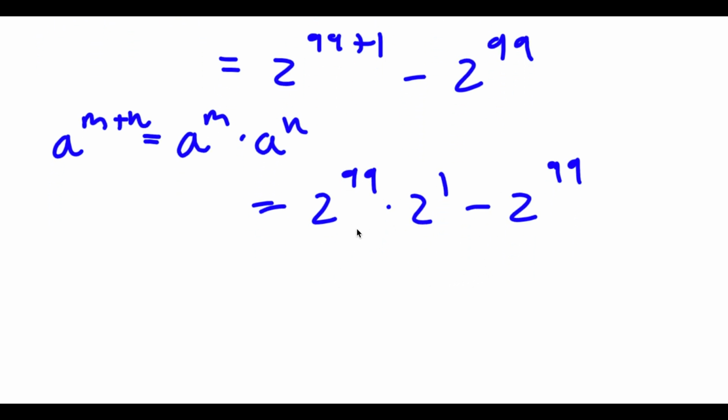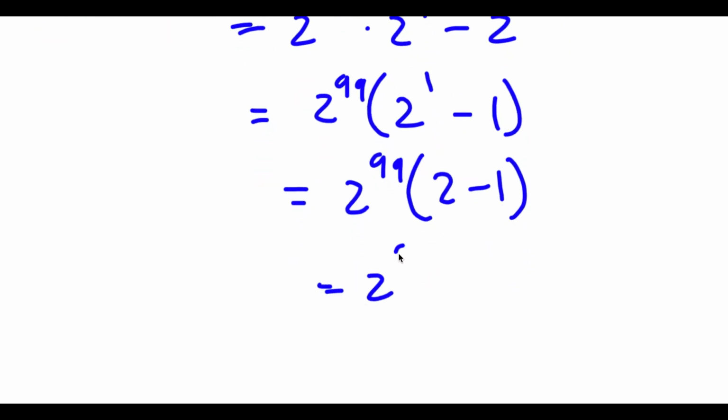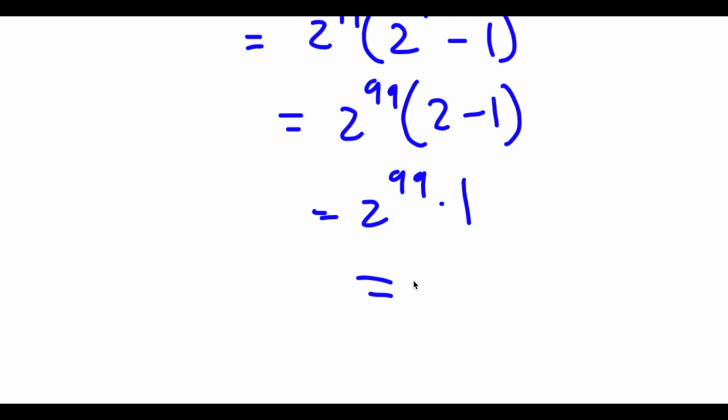Now, from here, because both terms have 2 to the power of 99, I can go ahead and factor out 2 to the power of 99. So now I have 2 to the power of 99 times 2 to the power of 99 times 2 to the power of 1 divided by 2 to the power of 99, simply 2 to the power of 1. And negative 2 to the power of 99 divided by 2 to the power of 99 is negative 1. 2 to the power of 1 here is the same thing as 2. So now I have 2 to the power of 99 times 2 minus 1. 2 minus 1 is equal to 1, so I have 2 to the power of 99 times 1. And anything times 1 is itself, so I simply am left with 2 to the power of 99.